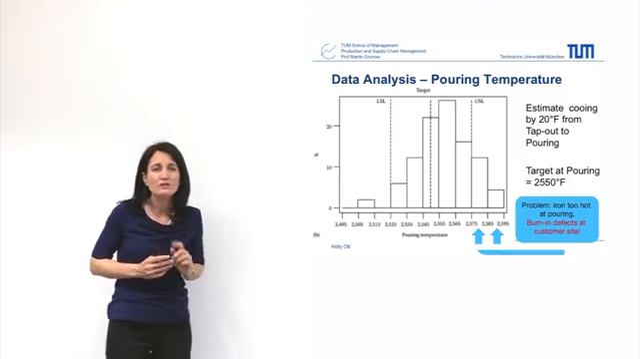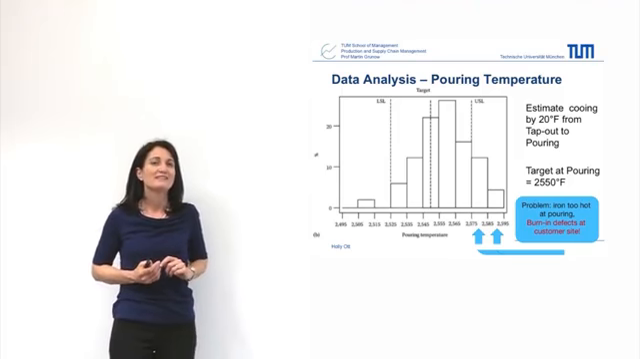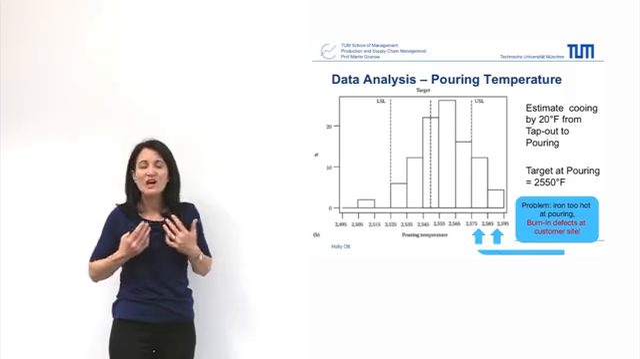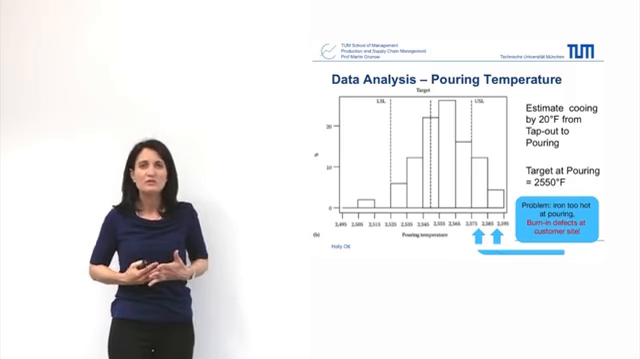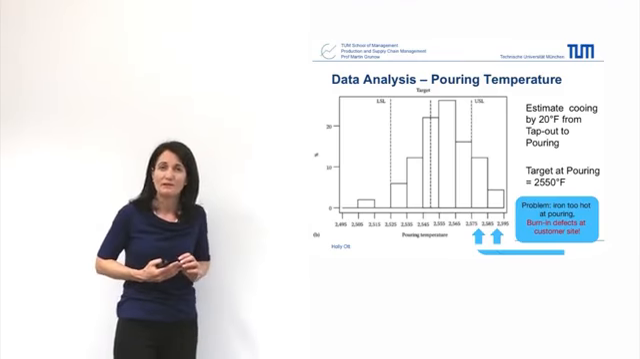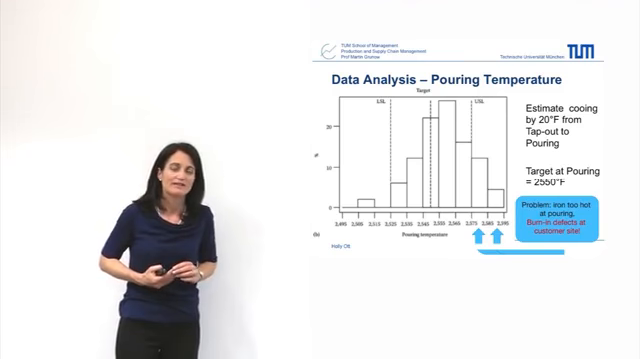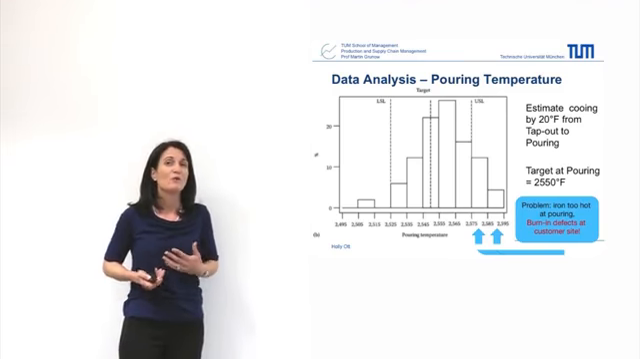But you can also notice one more thing. Is your distribution centered around the target? Without doing any calculations, do you see that your distribution of temperatures is centered around 2,550? I think you can see from here the answer is no. The question is, where is it centered, and what does that mean for your quality improvement?